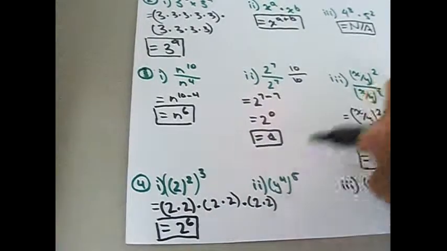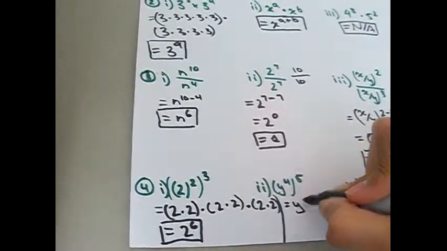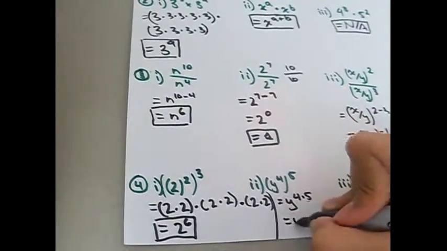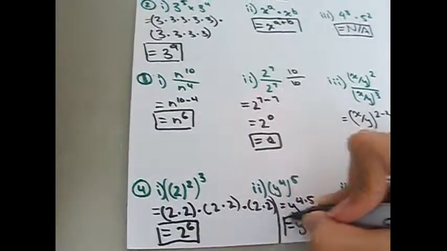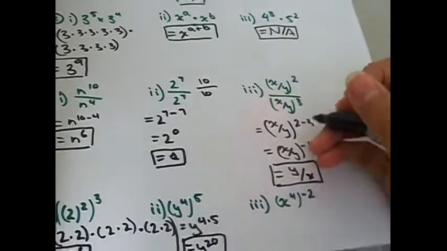Let's try the second one. Just multiply across. So y to the power of 4 times 5, which will give us y to the power of 20. The last one again will be a bit tricky.